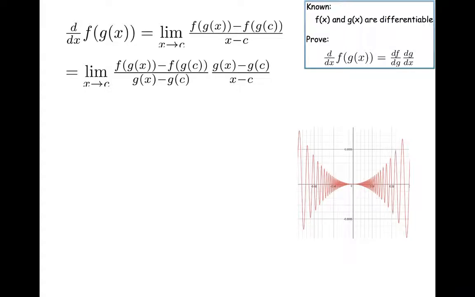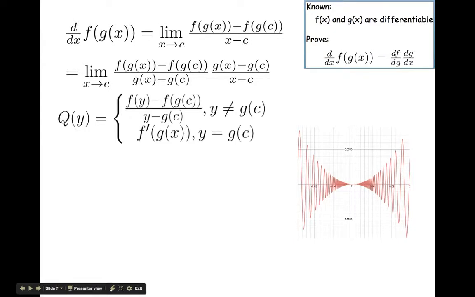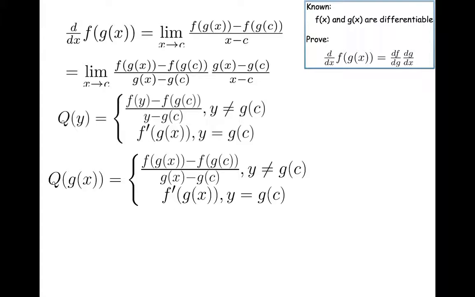Say, for example, we have c equals 0, we get infinitely many oscillations through 0 as we're trying to get there. So that's a problem, because we'll end up dividing by 0 with this g of x minus g of c. Okay, how do we get around that? Well, let's define a new function, q of y, and we'll plug g of x into q of y.